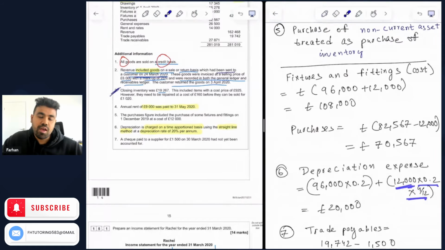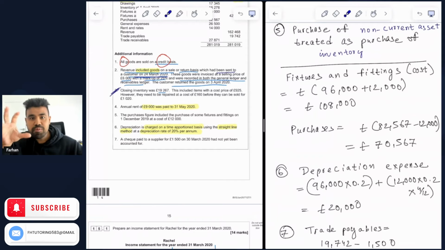So why are we doing this? The question says to allocate depreciation based on the time it has been actually in use within the business. When was the fixtures and fittings of £12,000 purchased? On 1 December 2019, all right? And when are we preparing the income statement? For 31 March 2020. So what you have to do is count the number of months this £12,000 worth of fixtures and fittings were actually used within the business. So which is December 2019, January 2020, February 2020, and March 2020. So you have 4 months in total.